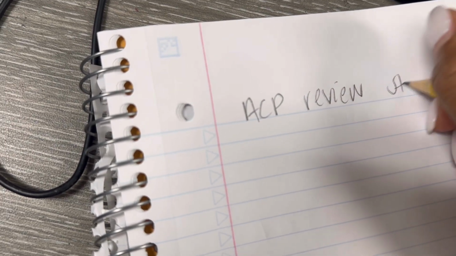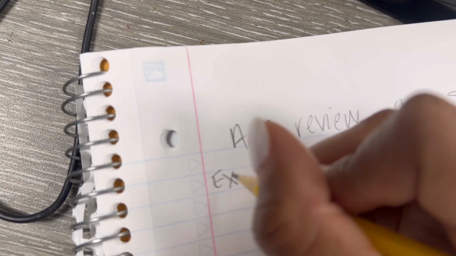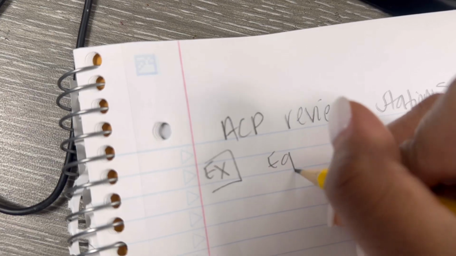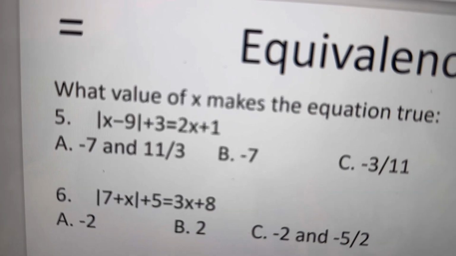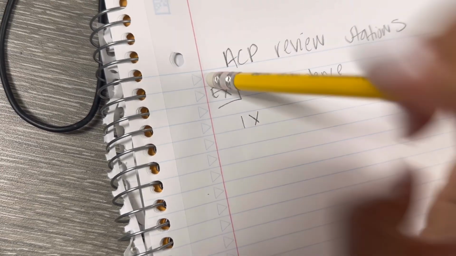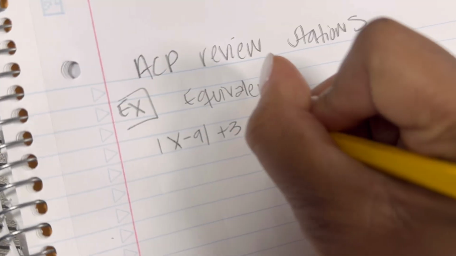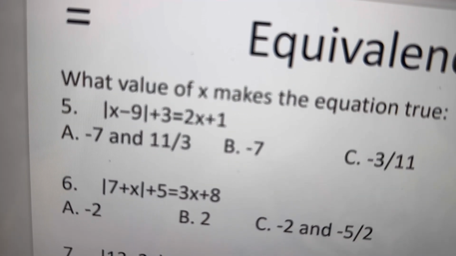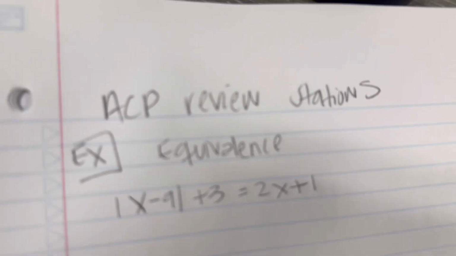So this is your ACP review. We're doing stations today. And here's your first example, and it's on the idea of equivalence. Write this down: absolute value of x minus 9, plus 3, equals 2x plus 1. Double check what you wrote. Okay. So the main thing to look at is the equal sign, right?